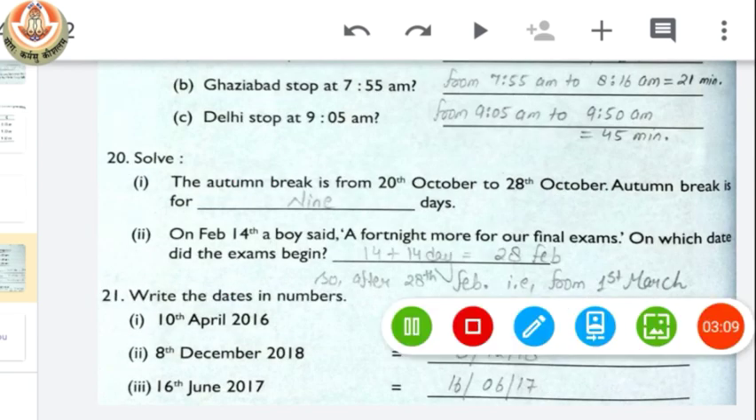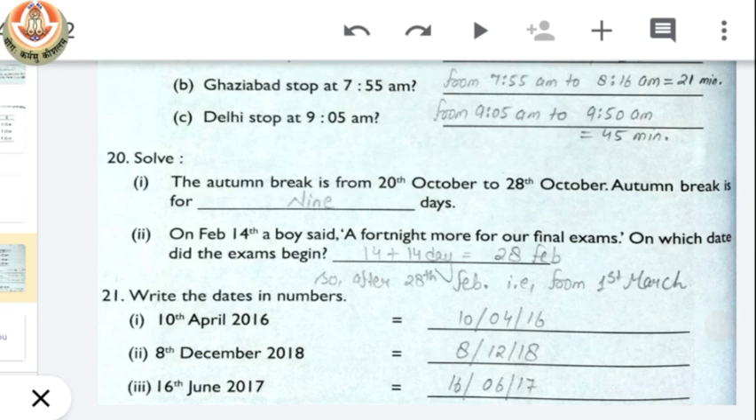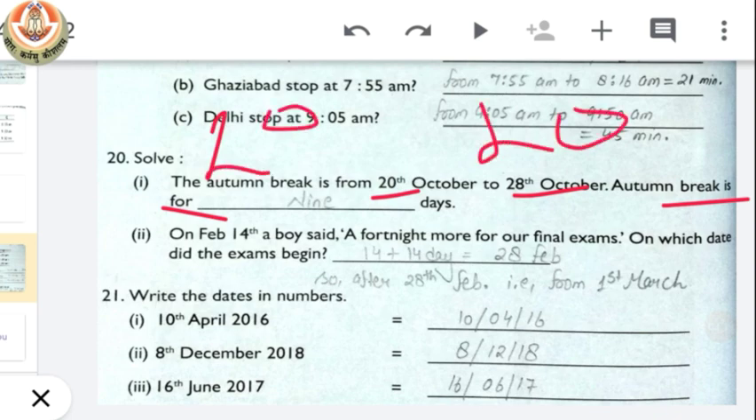Next question is, the autumn break is from 20 October to 28 October. So for how many days is the autumn break? We have to count from 20 to 28. That means we have to count both 20 and 28. So we have 9 days of autumn break.